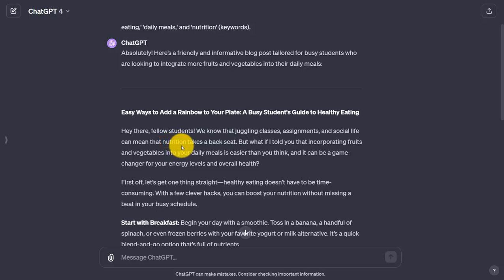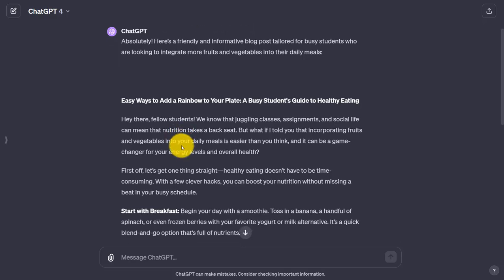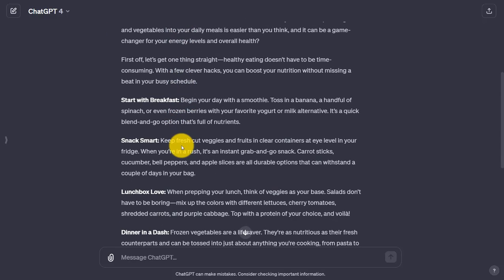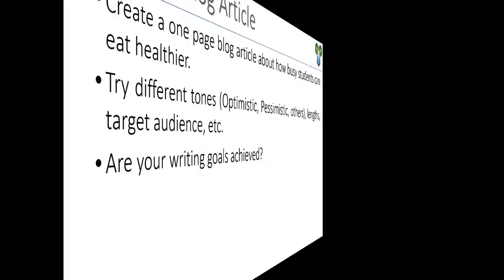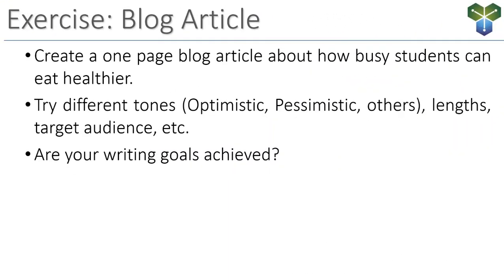So as you'll see throughout this course, when you give AI systems like Gemini, Copilot, ChatGPT Plus, effective and informative prompts, sometimes with some extra pointers embedded in the prompt, you get a good result. And I would say that this is a solid blog article. So now let's hop into an exercise. At home, see if you can create a one-page blog article about how busy students can eat healthier.